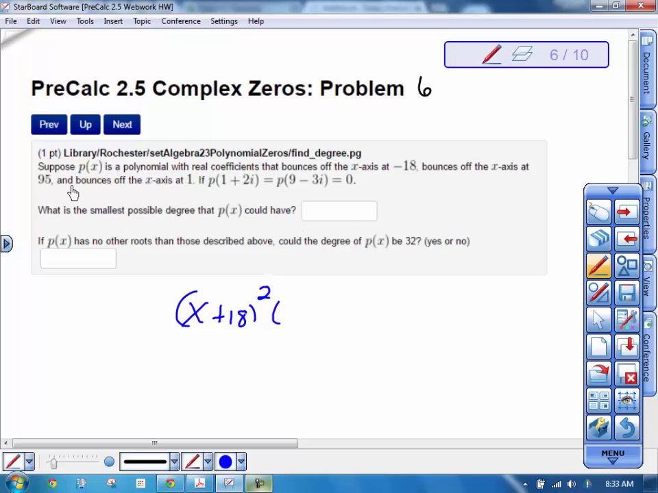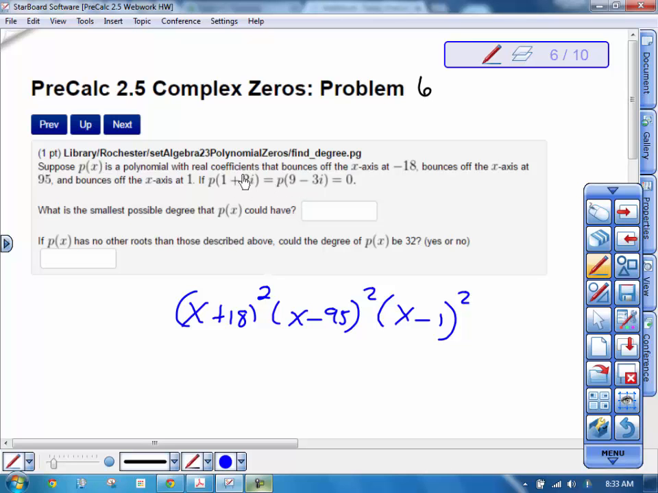The next point it bounces off is 95, so that factor would be x minus 95 squared, or to the 4th, or to the 6th, we don't know, some even root. And then x minus 1, same thing, some even root. And then it says that this is a 0, and so is this. That's what this is saying. It's saying if you plug in this complex number into the polynomial, you get a 0, and this one gives you a 0. So those are both zeros, which means that they have to be paired together with another conjugate.